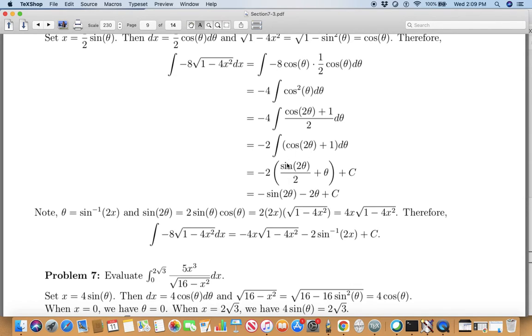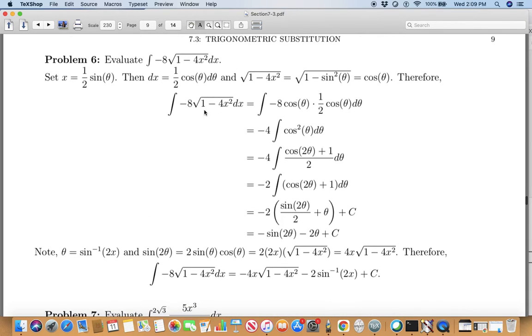Integration of cosine is sine, but because of the 2 theta, you need to divide by 2. Integration of 1 is simply theta. So 2 times this, they cancel, whereas 2 times theta survives. Notice the negative also gets distributed. Now going back, you want to find out what is theta. Theta is straightforward. Multiply by 2, theta is sine inverse of 2x, or arc sine 2x.